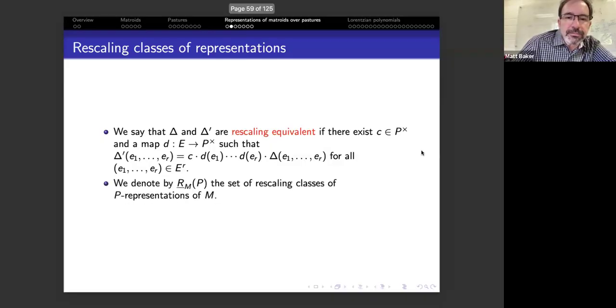to do. So I'll use R underscore to denote rescaling classes of representations. These are just a little simpler, a little nicer.